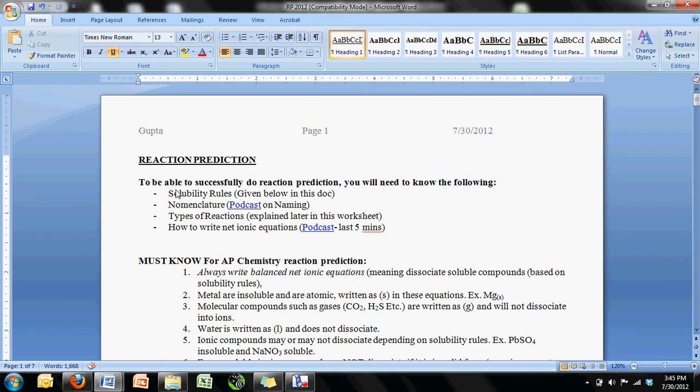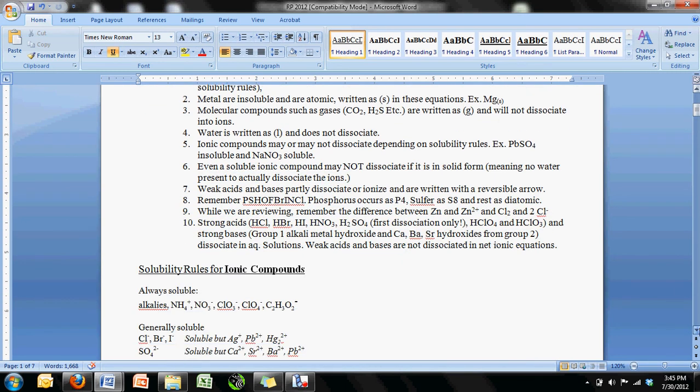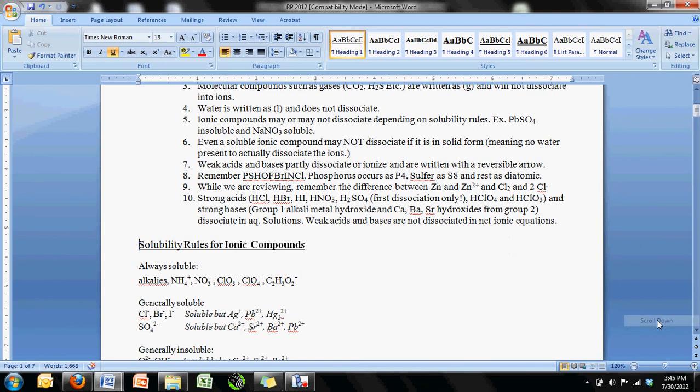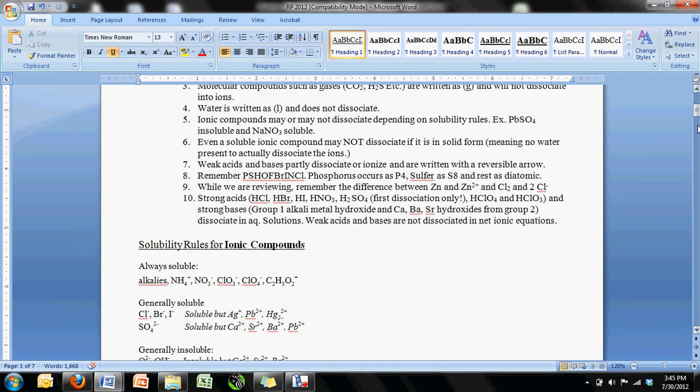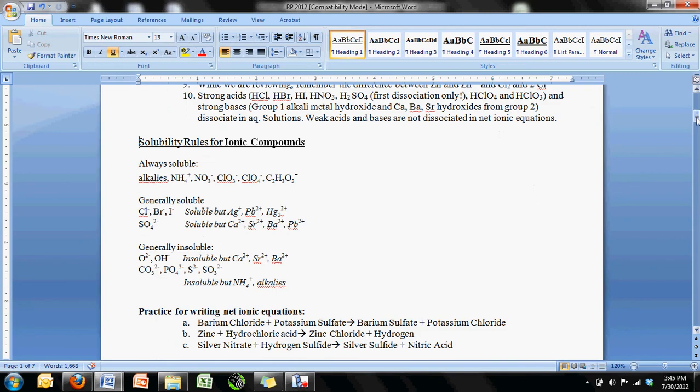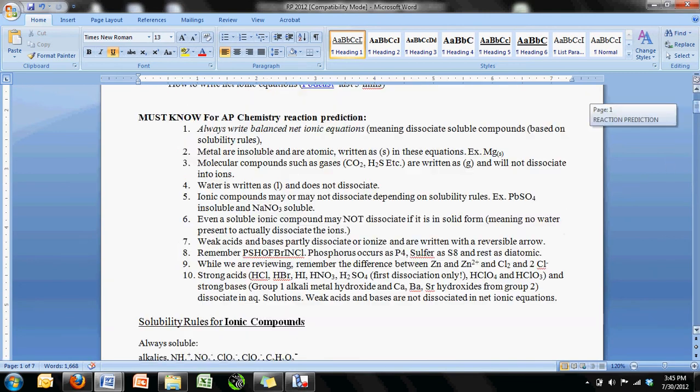So before you can do successful reaction prediction, you must know your solubility rules. This hopefully you covered in first year of chemistry, and they're also given here. And these have been very simplified. There are many more solubility rules, but I have only listed here the ones that you commonly use.